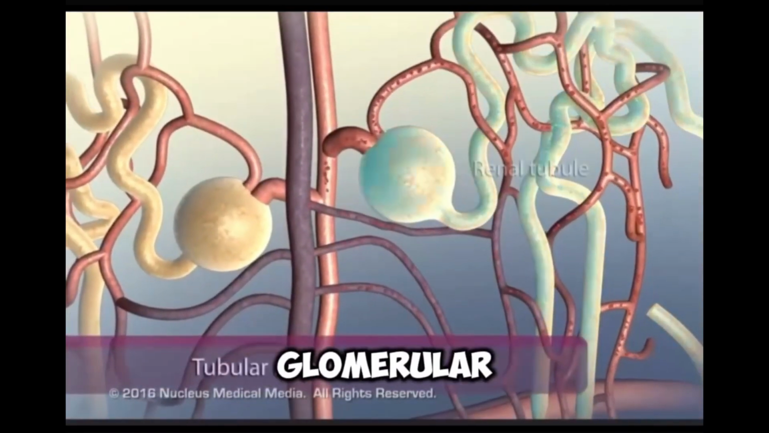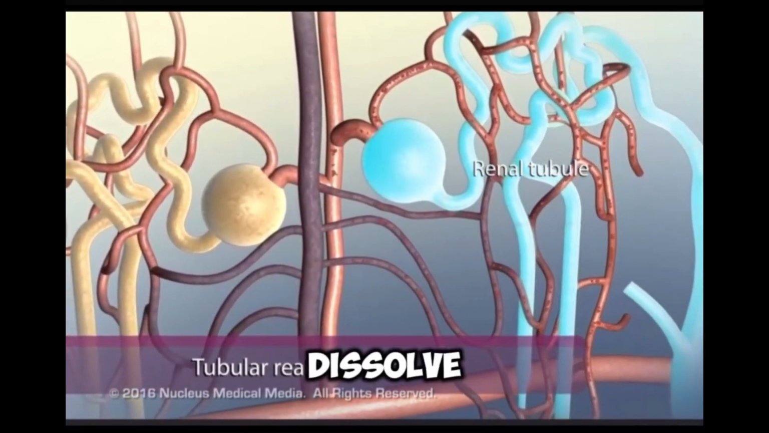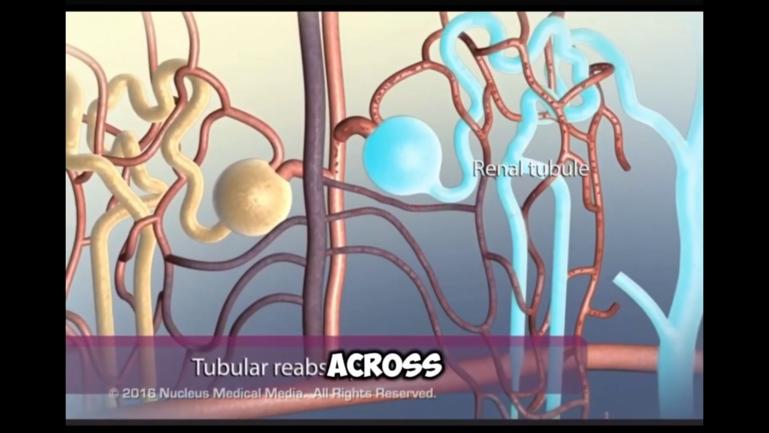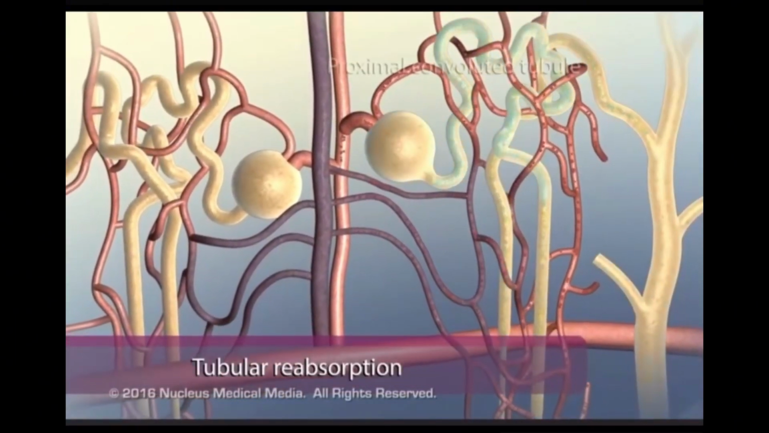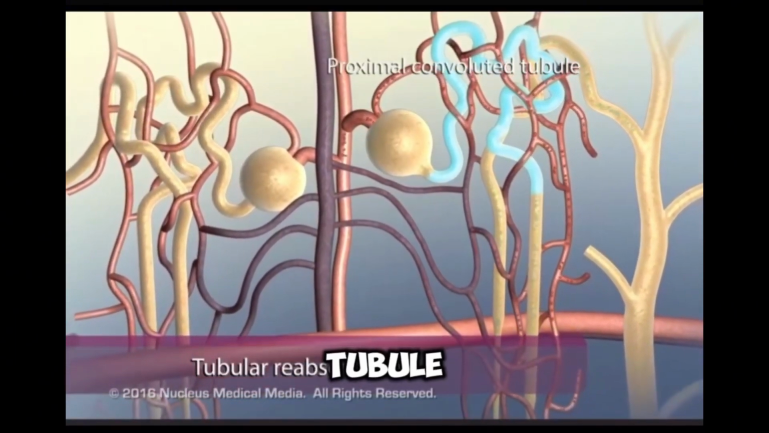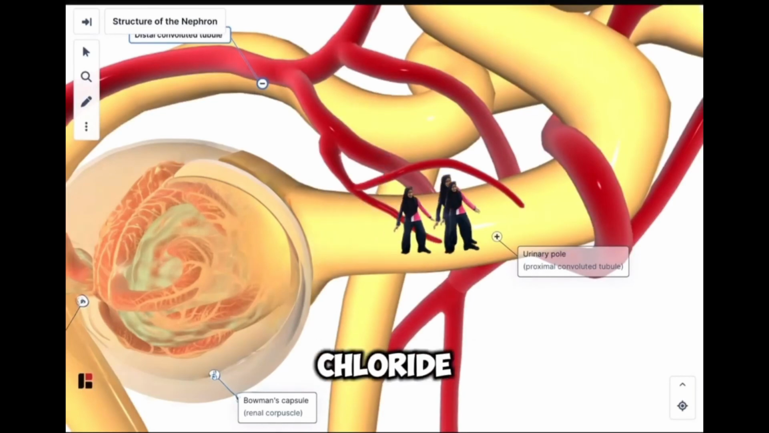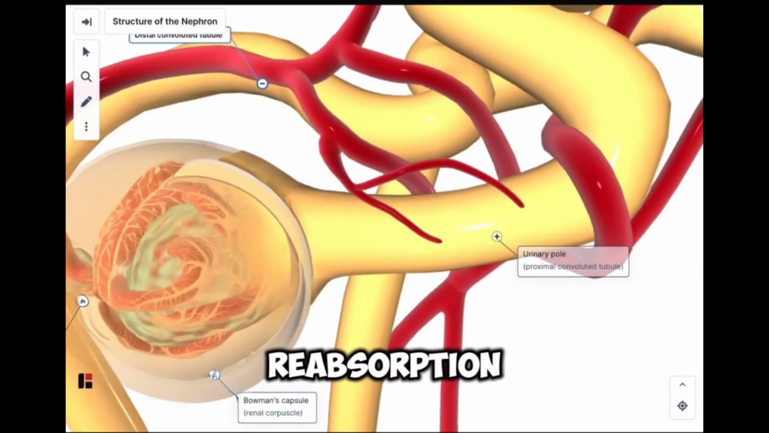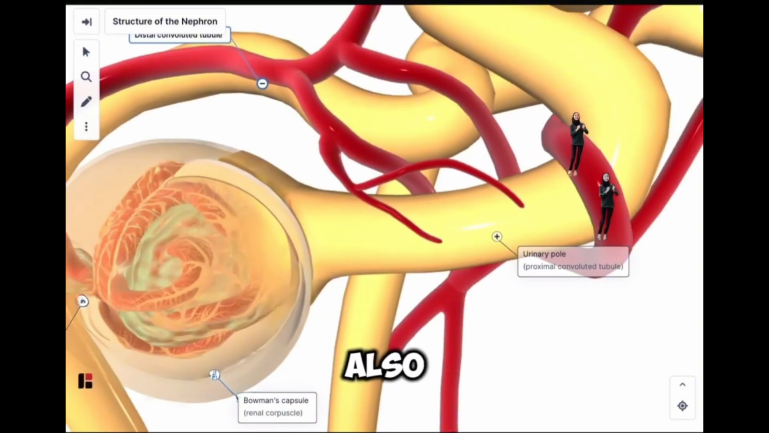Reabsorption of the glomerular filtrate occurs along the renal tubule. The dissolved substances permeate across the renal tubular walls into the blood capillary network. In the proximal convoluted tubule, sodium ions are actively pumped into the blood capillary network, and chloride ions are passively absorbed. The reabsorption of 100% of glucose and amino acids also occurs through active transport.